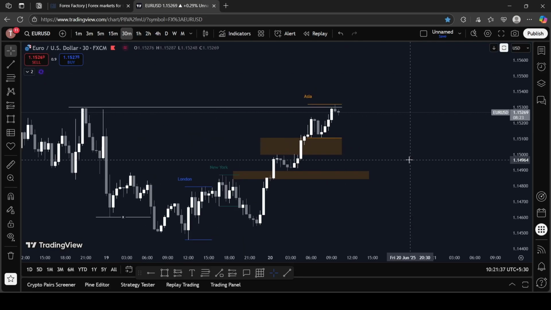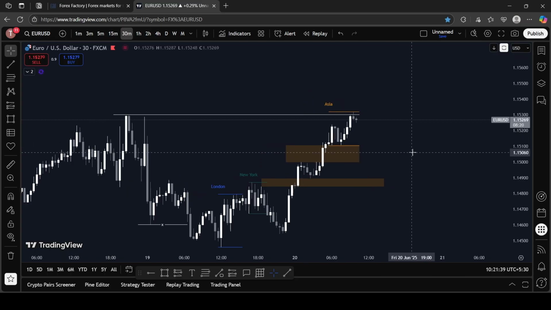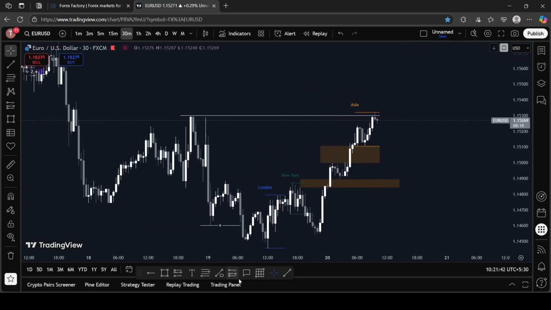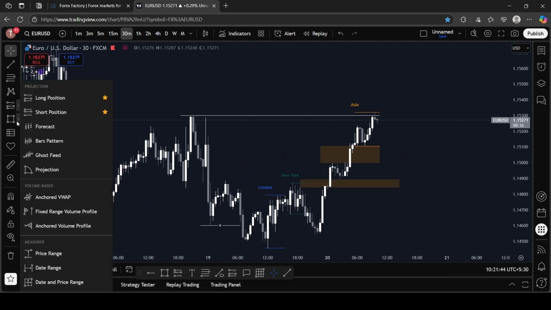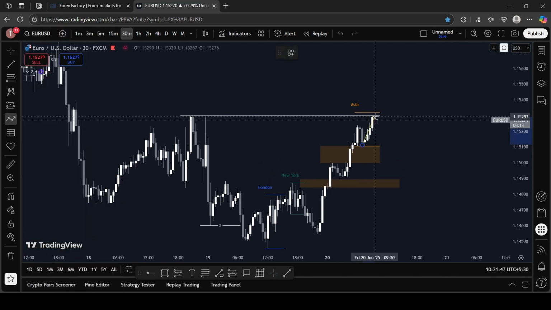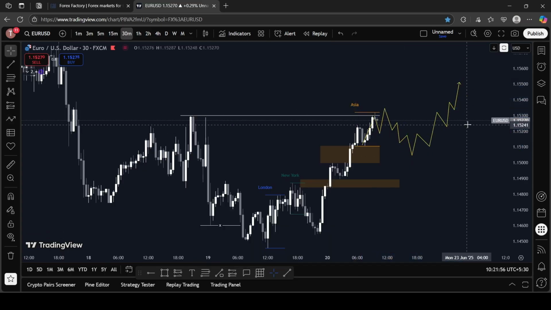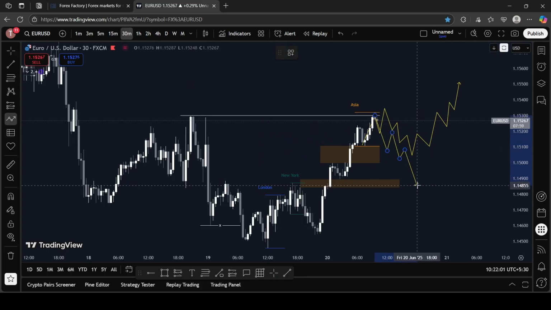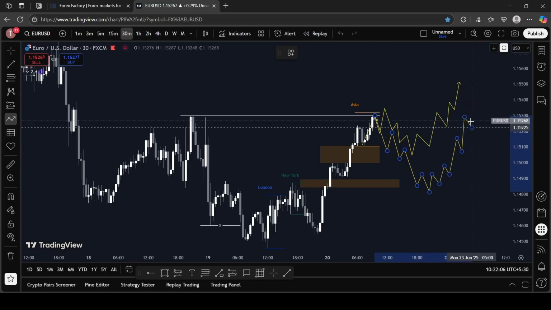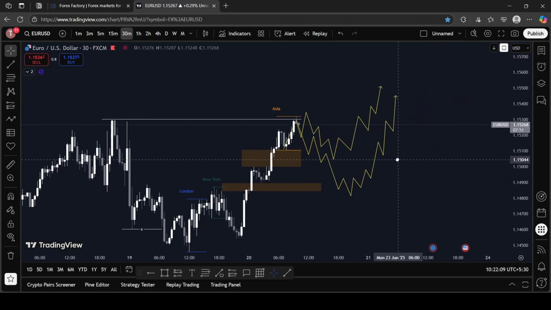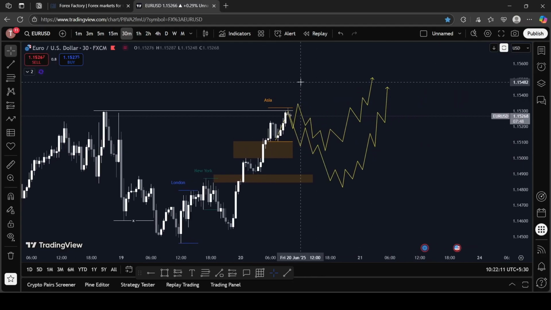This is the 30-minute chart, and what I'm anticipating now is that there can actually be three possible scenarios. Either we are going to go higher, give a close above, and then mitigate from this area and go higher, or we are going to come down, mitigate this FVG and then go higher. These are the two possible scenarios on the buy side.